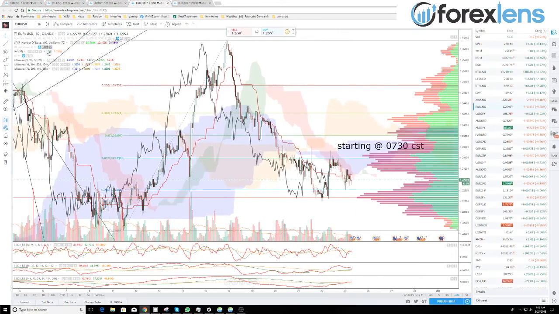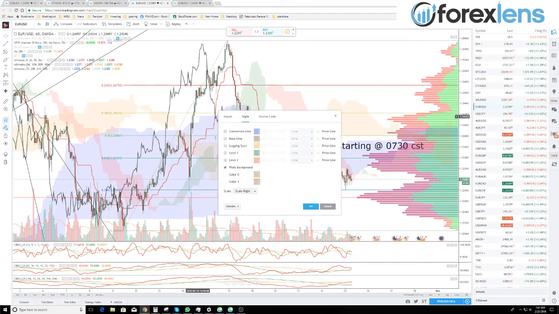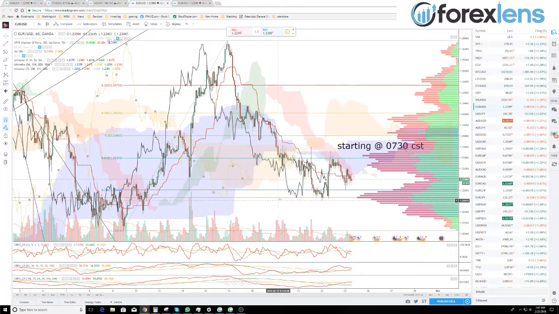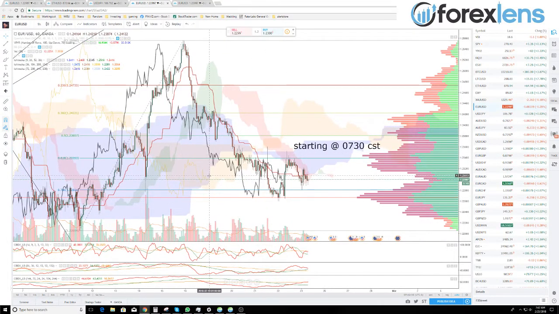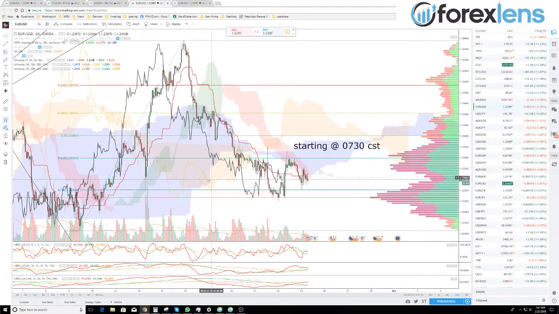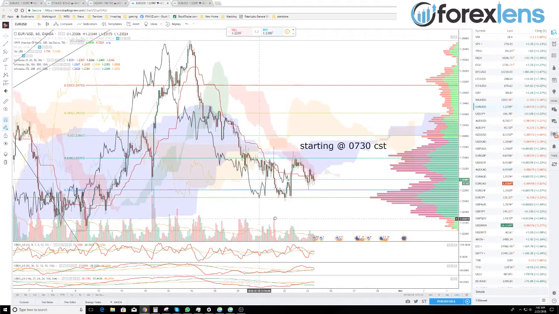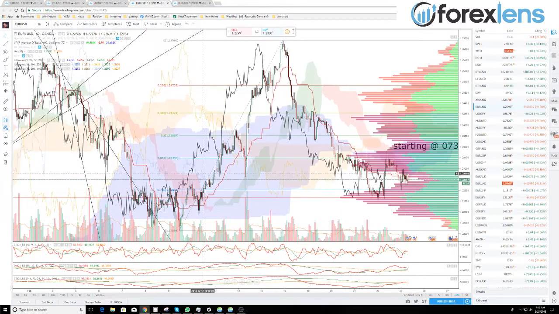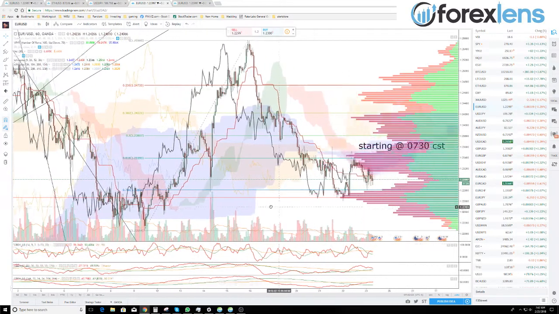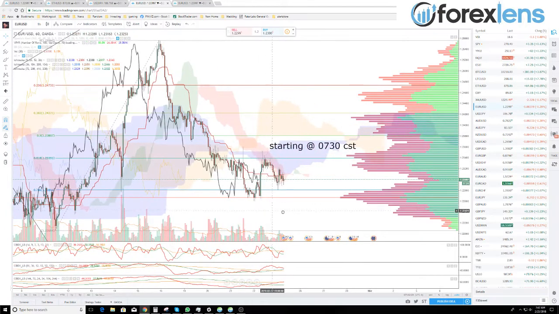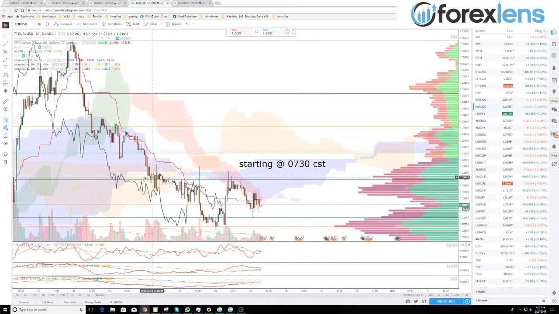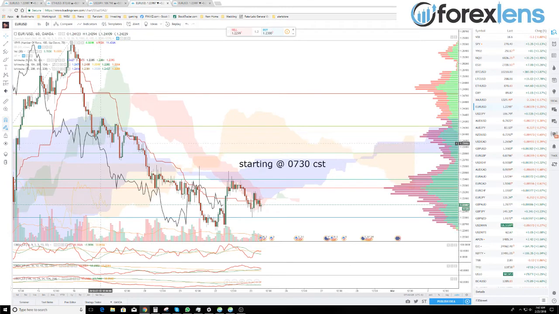Now I want to know where the lagging span is in relation to the 4-hour cloud. We're kind of inside of it. Where are we at in relation to the 8-hour cloud? You can barely see it, but it's there. So we're inside the 8. We're still inside the 4. But on the 1-hour chart, my lagging span is out.